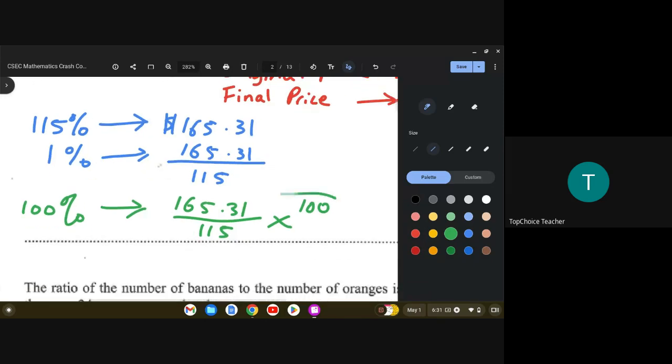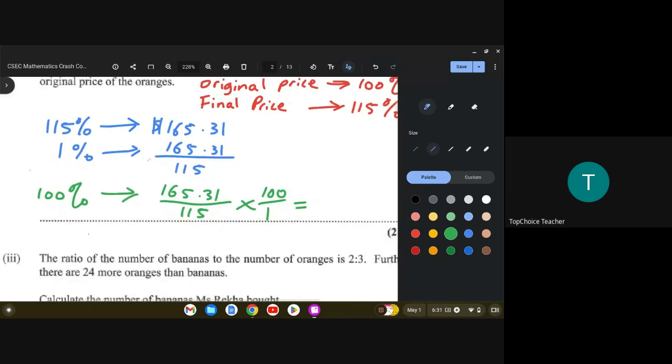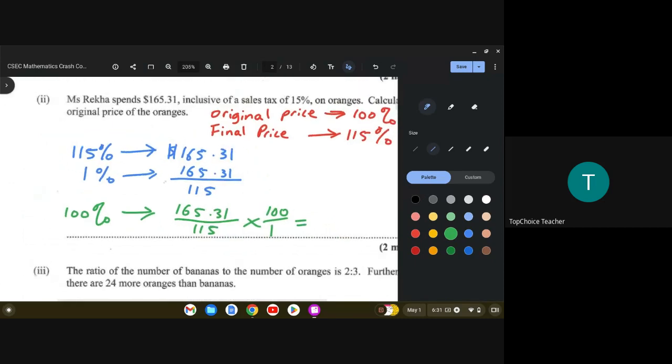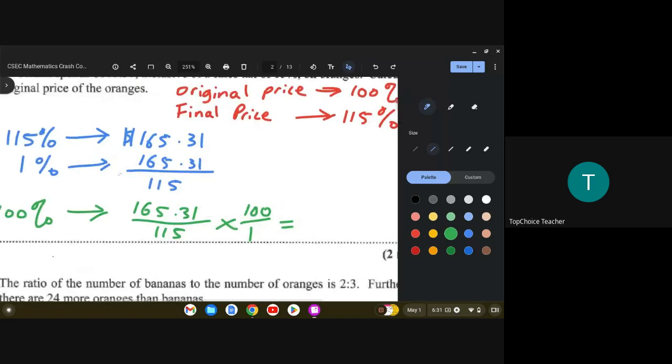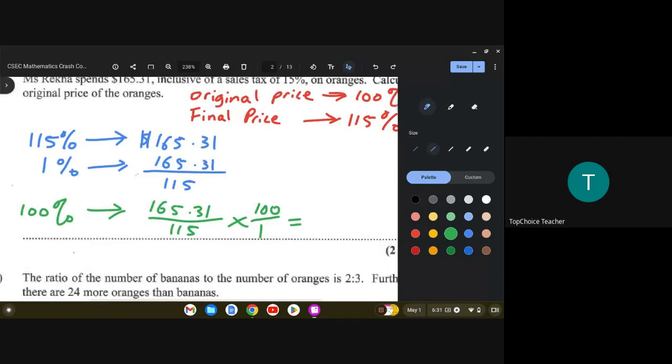If you were to put this into your calculator, you are going to get the original price. So when we get the original price, I'm going to tax it and we're going to get back this number. So we're going to check over our answer after. All we did is we know the price they gave us is the taxed price of 115%. If we find for 1%, we can then multiply by 100 to get 100%. That's this calculation here.